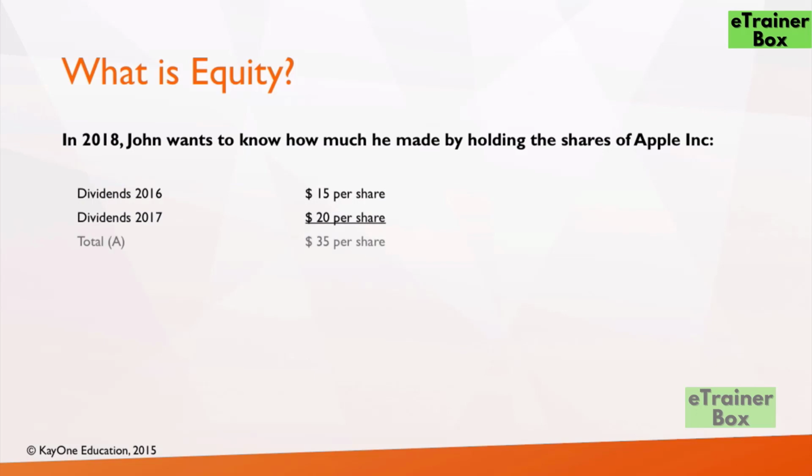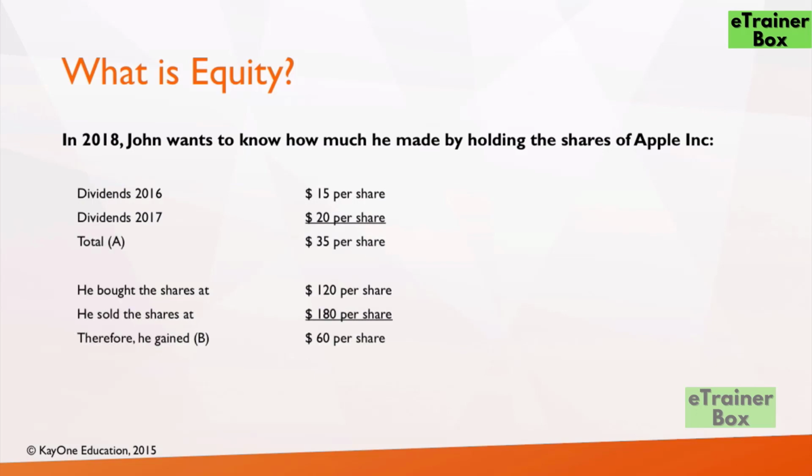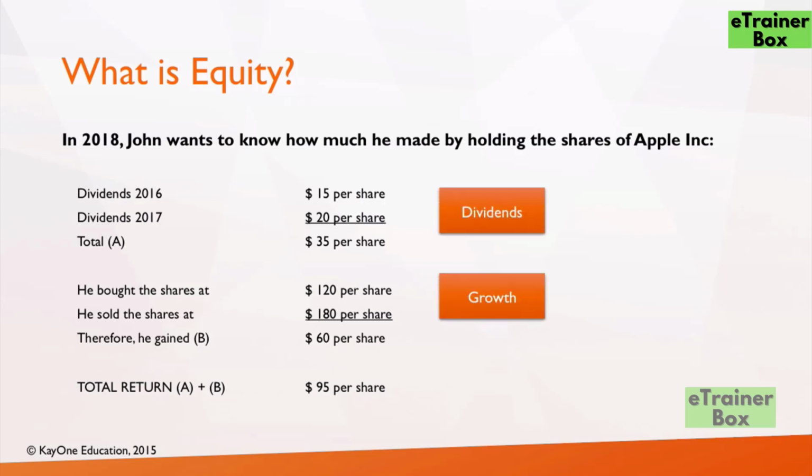There are two types of returns that he's got. The first one is the dividends that he's got for 2016 and 2017, which is $15 per share and $20 per share, totaling $35 per share. The second one is the appreciation in the stock price. He bought them at $120 per share and sold them at $180 per share, therefore making a gain of $60 per share. So the total return on this stock is the dividends that he's made plus the capital appreciation, or the growth that he's made by holding the shares.